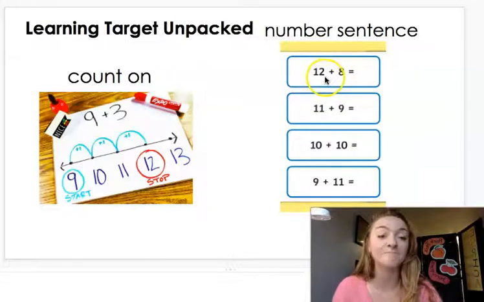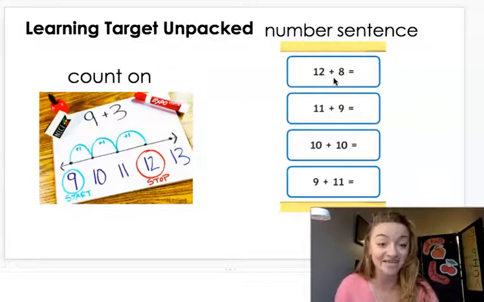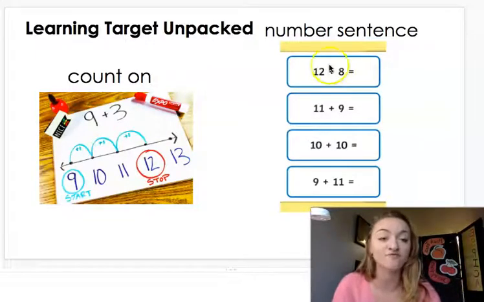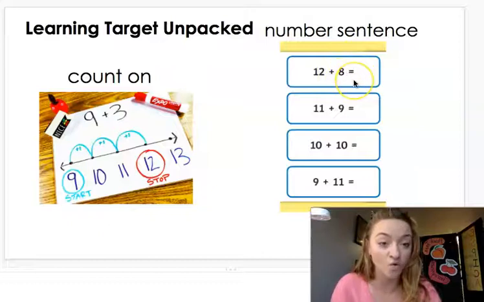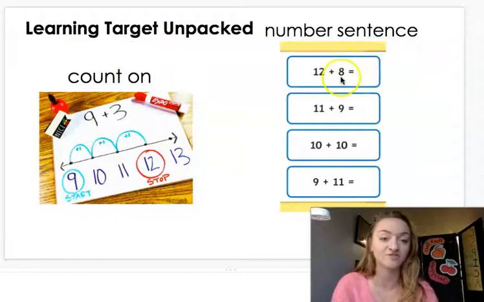And I'm going to put it in a math sentence using my math symbols that I know. Like I know that the plus sign stands for addition, right? It stands for putting numbers together. So I've put the plus sign. So I have 12 plus my number 8 equals, and that's a signal to me, ooh, my answer is going to come after this sign, right?